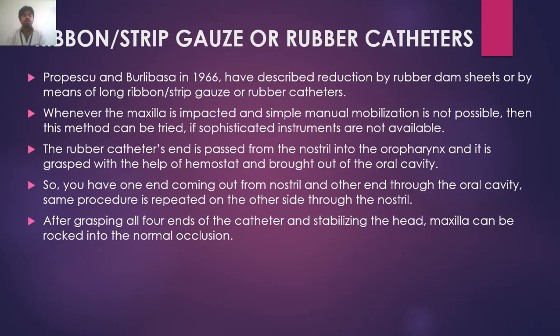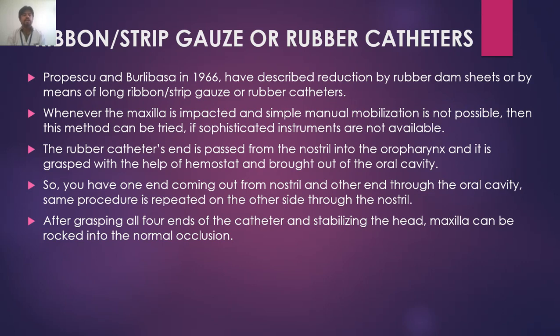Ribbon strip gauze or rubber catheters can be used. Popescu and Burlibasa in 1966 described the reduction by rubber dam sheaths or by means of long ribbon strips, gauze or rubber catheters. Whenever the maxilla is impacted and simple manual mobilization is not possible, this method can be tried if sophisticated instruments are not available.